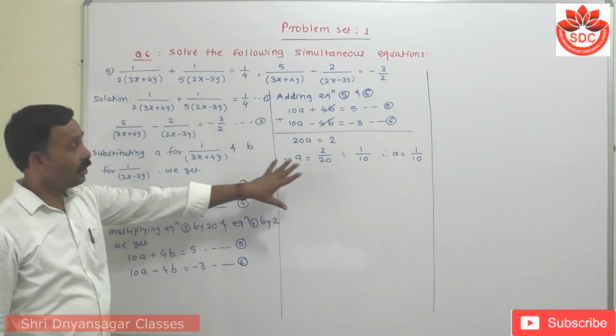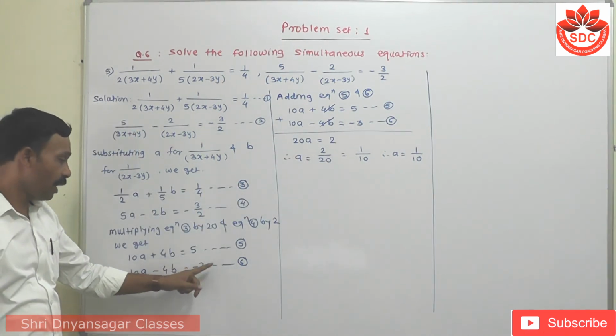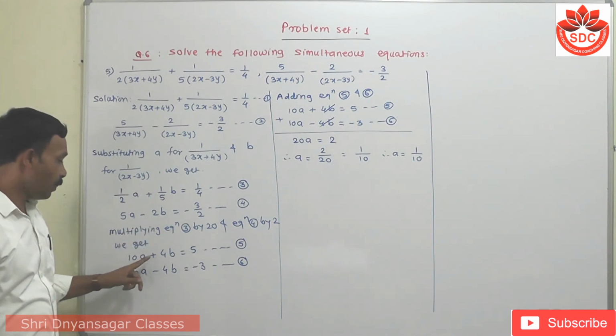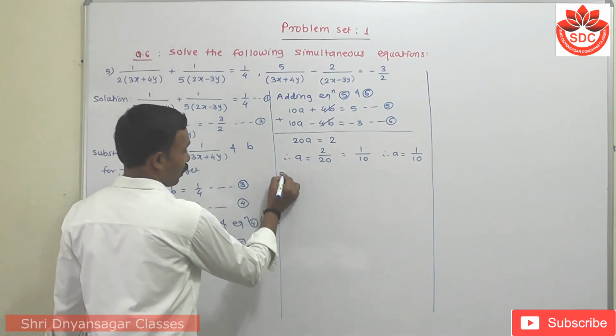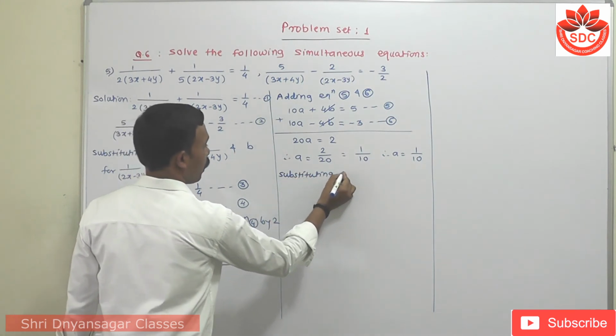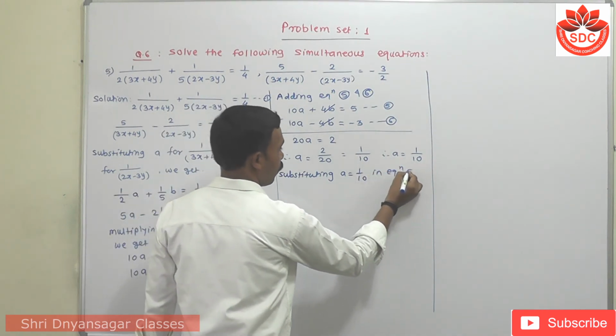Now we substitute this value of a in any equation, equation number 5 and equation number 6. यापैकी दोन्हीपैकी कोणत्याही एका टाका, आपण 5 मध्ये टाकूया. So substituting a is equals to 1 upon 10 in equation 5.